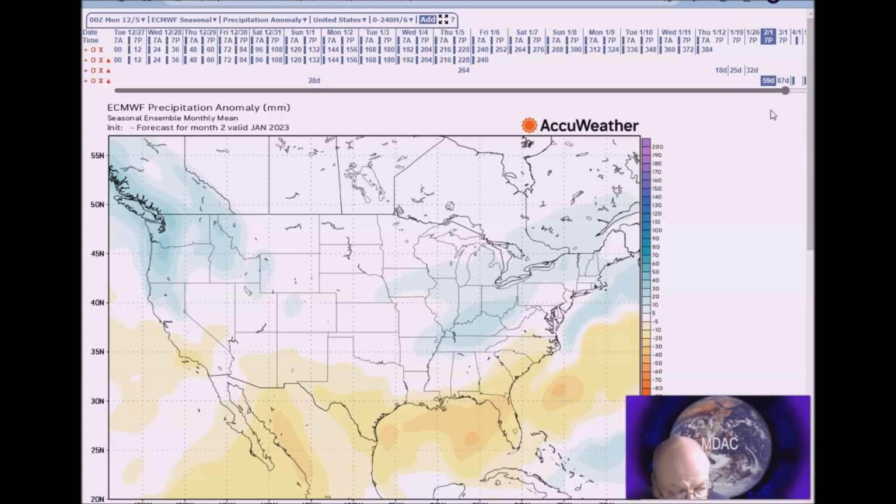Okay, that's all for now. That's the long range weather forecast discussion for December 30th to January 13th.